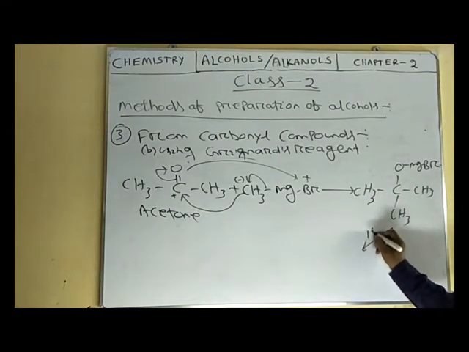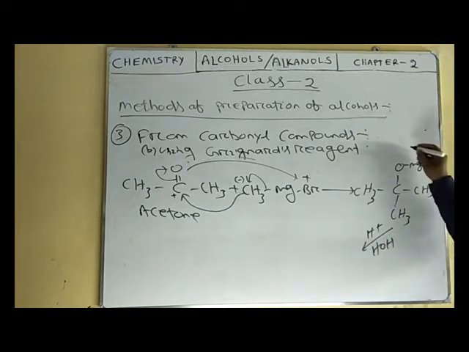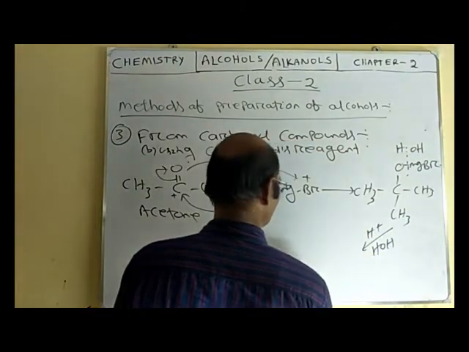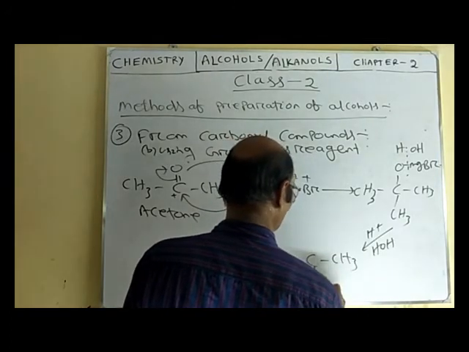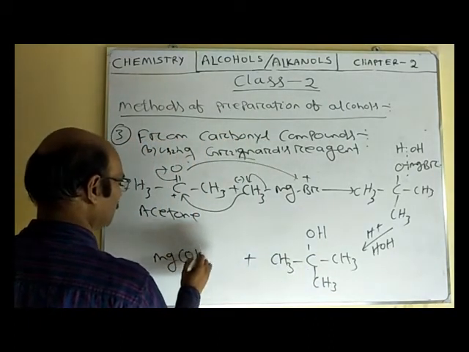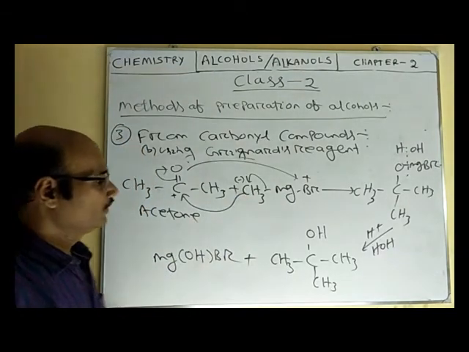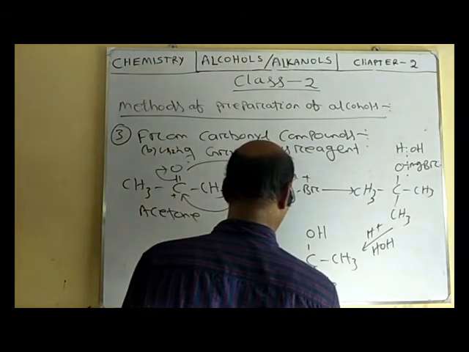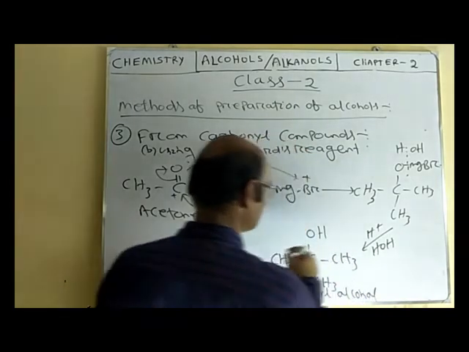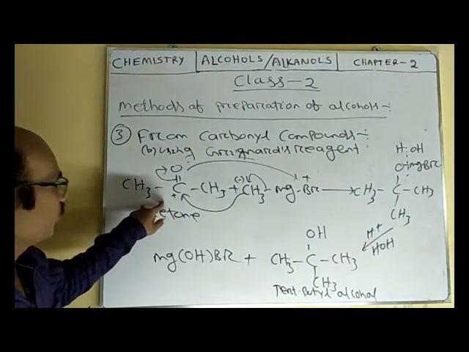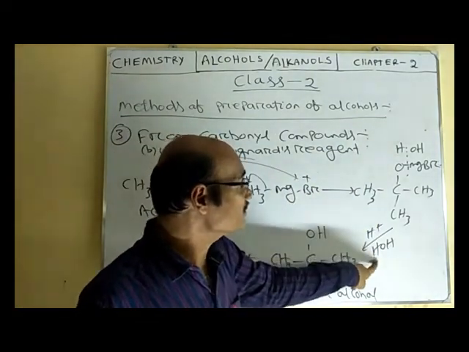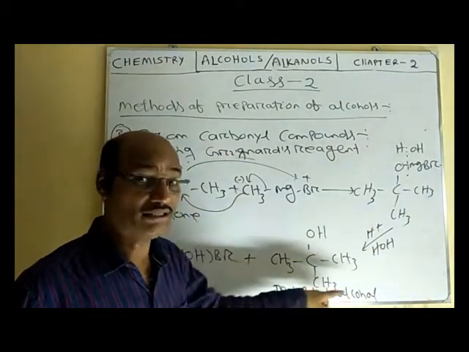Now H plus, same thing, H here, O here, you get CH3 C CH3 CH3 OH plus Mg(OH)Br. This is tertiary butyl alcohol, a tertiary one. So acetone with methyl magnesium bromide gives its addition product. This on acidic hydrolysis gives tertiary butyl alcohol, which is a tertiary alcohol.